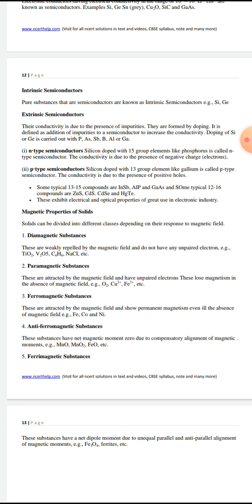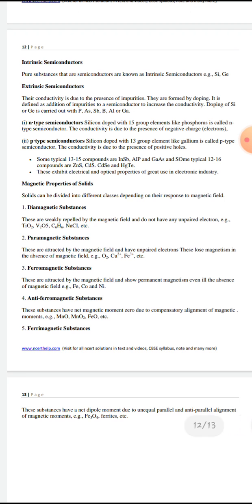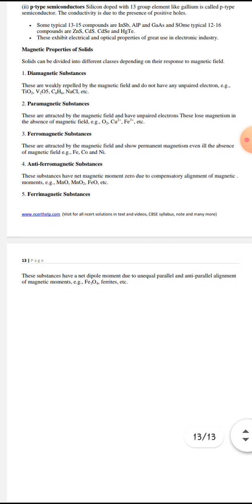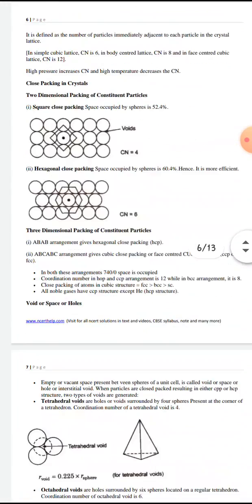And antiferromagnetic substances have a net magnetic moment of zero due to compensatory alignment of magnetic moments. And last is ferrimagnetic substances, which have a net dipole moment due to unequal parallel and anti-parallel alignment of magnetic moments. So this was your chapter, solid state.